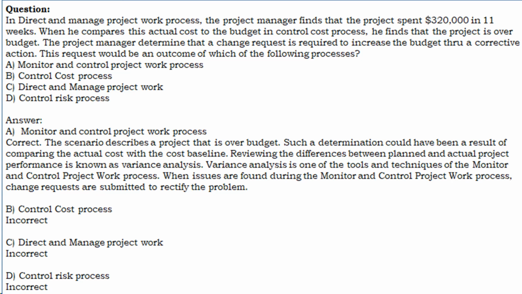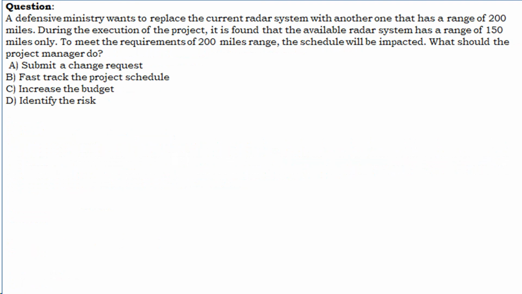B. Control cost process. Incorrect. C. Direct and manage project work. Incorrect. D. Control risk process. Incorrect. A defense ministry wants to replace the current radar system with another one that has a range of 200 miles. During the execution of the project, it is found that the available radar system has a range of 150 miles only. To meet the requirement of 200 miles range, the schedule will be impacted. What should the project manager do? A. Submit a change request. B. Fast-track the project schedule. C. Increase the budget. D. Identify the risk. Let us see the answer.